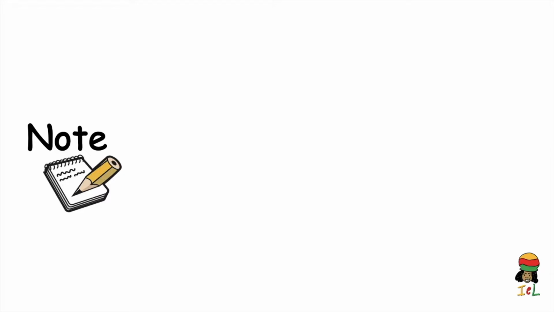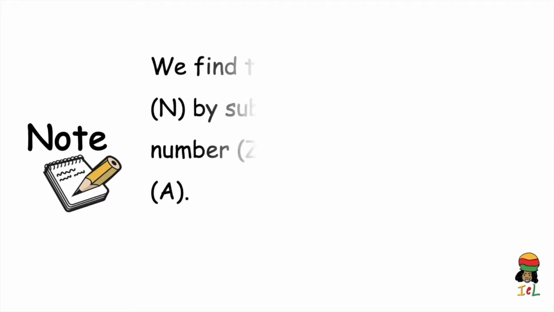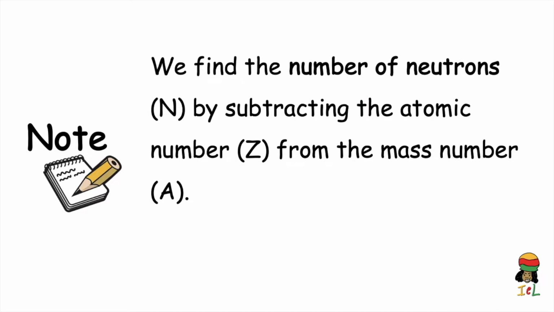So how do we determine or deduce the number of neutrons found in the nucleus of an atom? Well, we find the number of neutrons, which we will denote by the letter N, by subtracting the atomic number from the mass number. To represent this as an equation, we can write: the number of neutrons, N, is equal to the mass number minus the atomic number.